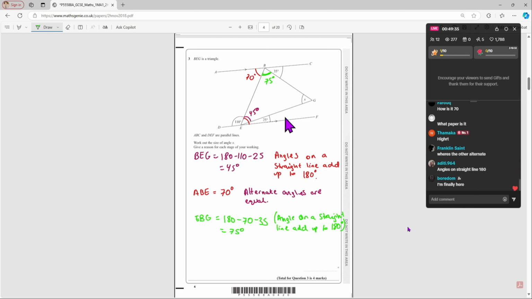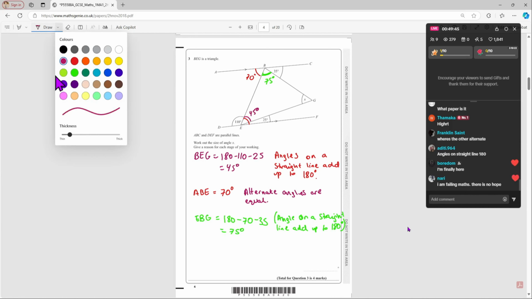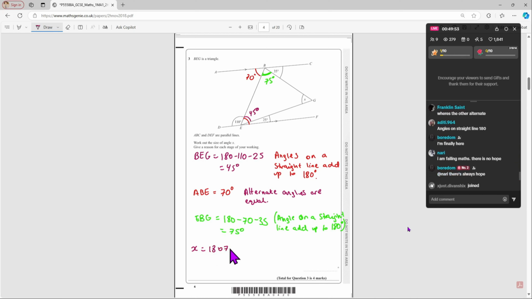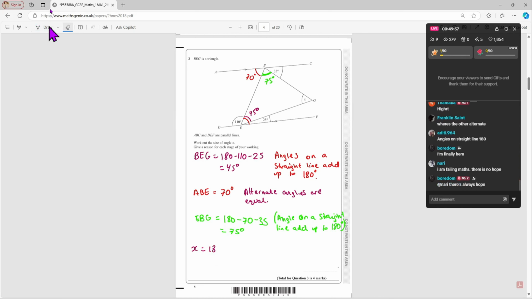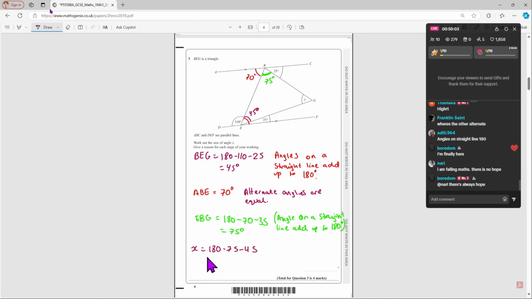And now we can finally work out our angle X. Our angle X right here, we can finally work it out. So how do we do that? We know that angles in a triangle add up to 180 degrees. To work out our angle X, we're going to have to do 180 minus 75 minus 45. So 180 minus 75 minus 45, which will give you 60 degrees.